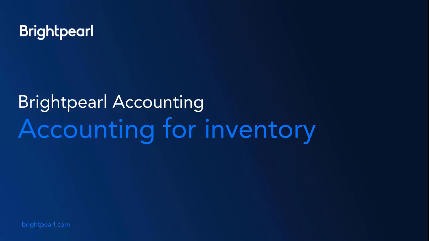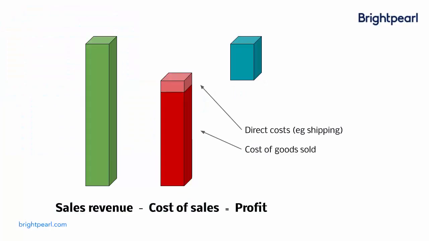In this video, we'll take a look at the accounting implications of inventory management, covering both cost of sales accounting and periodic accounting. We'll also see what happens when you dropship inventory direct from your suppliers to your customers. The value of inventory sold directly affects your profit because it makes up the vast majority of the total cost of sales.